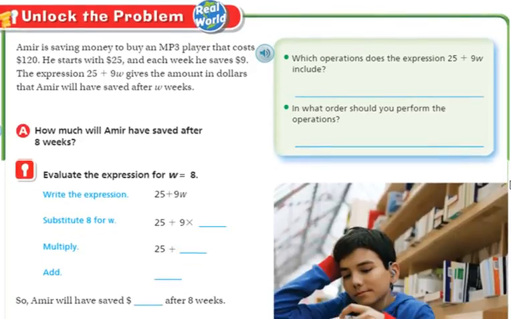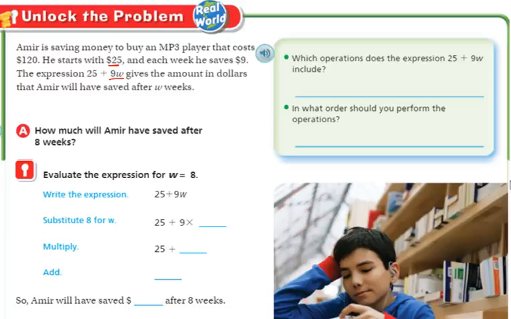All right, please follow along as I read the unlock the problem here. Amir is saving money to buy an MP3 player that costs $120. He starts with $25 and each week he saves $9. The expression 25 plus 9W gives the amount in dollars that Amir will have saved over W weeks. So he has $25 to start, plus he saves an additional $9 per week, which is 9 times W.